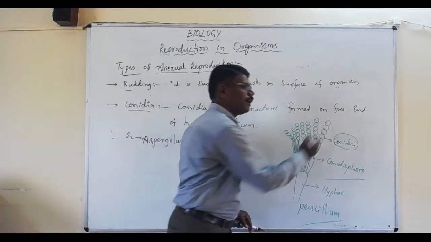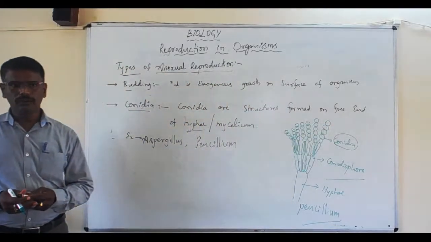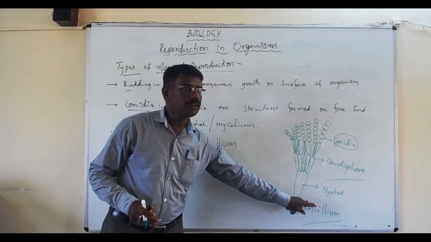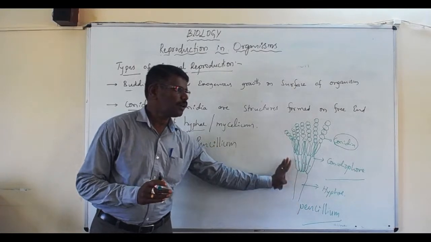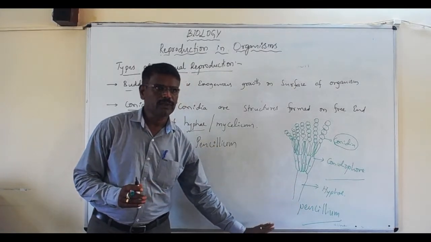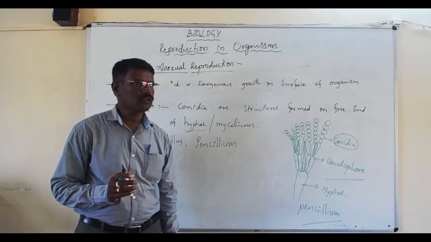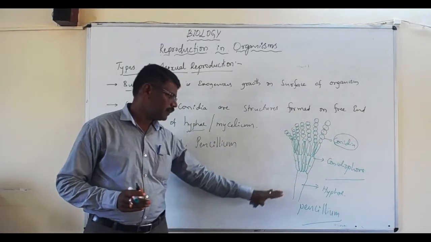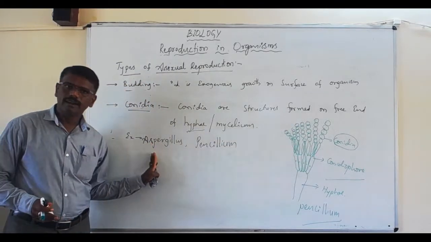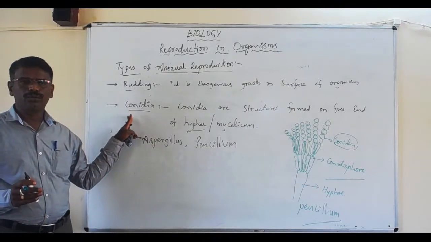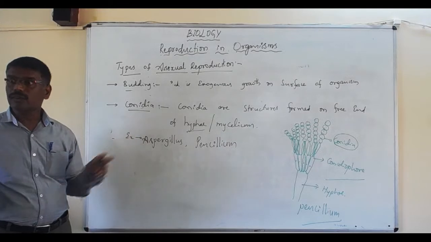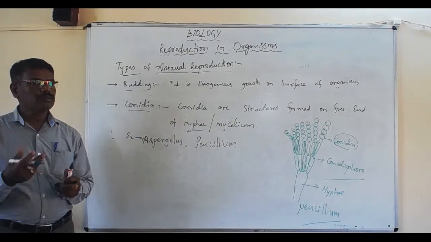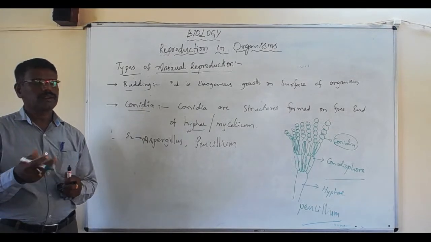These conidial bodies, when they are detached, spread, and released from the conidiophore, fall on a favorable condition, that is, a moist condition. Because these fungal bodies require warm and moist conditions. When they fall on moist conditions, they germinate as a new fungal body, either mycelium or Aspergillus. So there the conidia are formed. These conidia are the asexual reproductive structures. Got it?